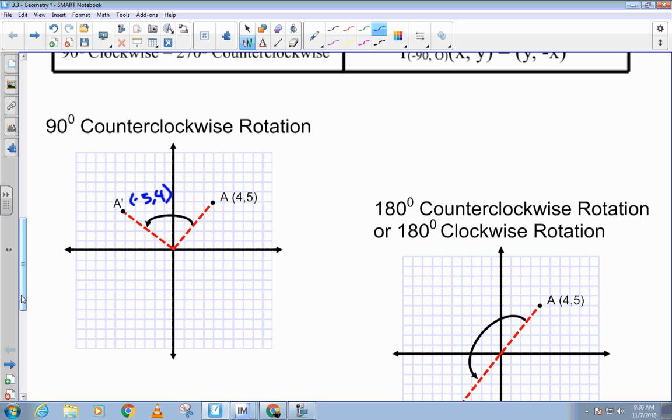And look, see how they make a right angle with each other? And they're both the same distance from the origin. So you change the sign of the y, and they switch places. Now, how do you remember that?